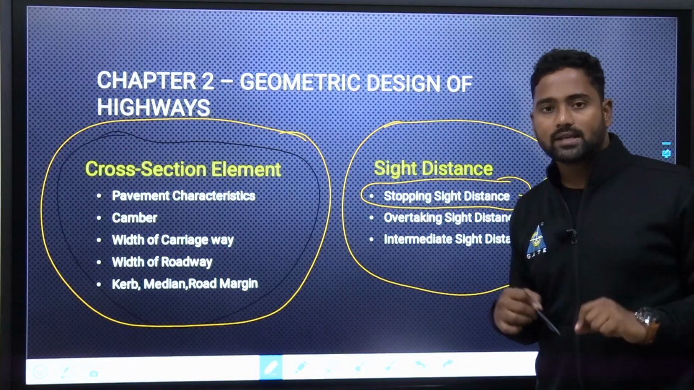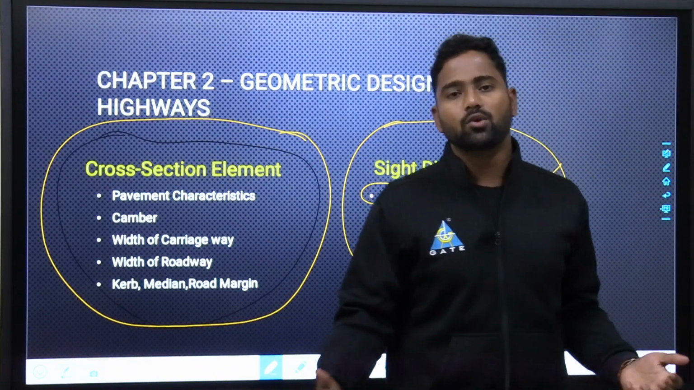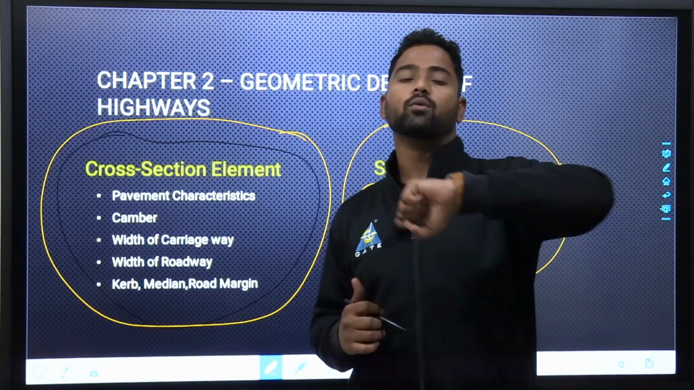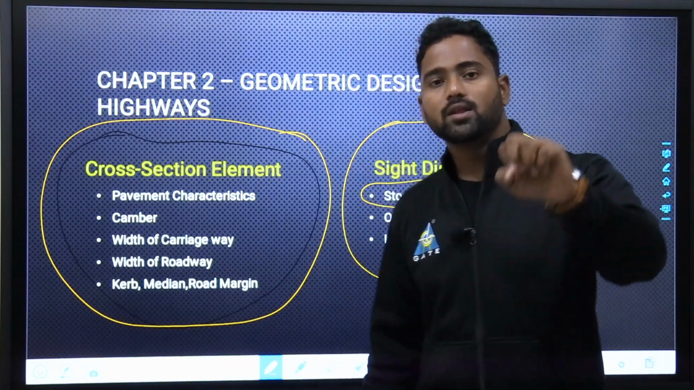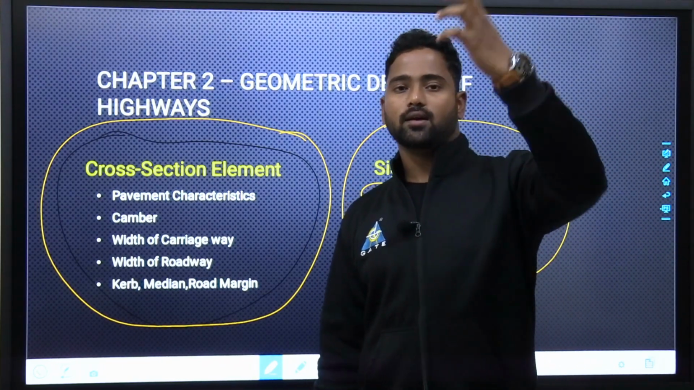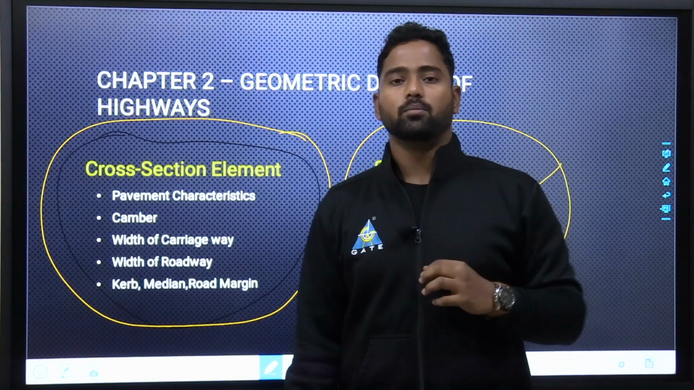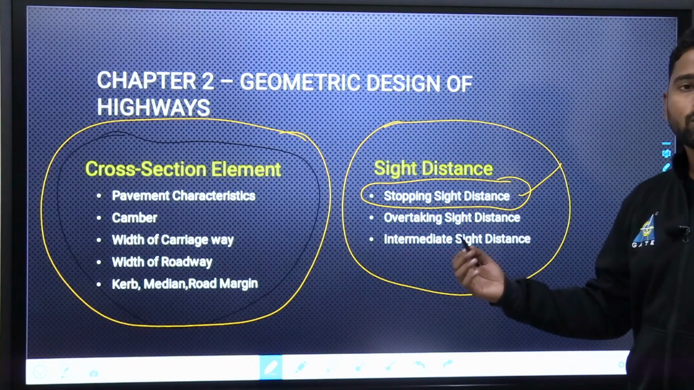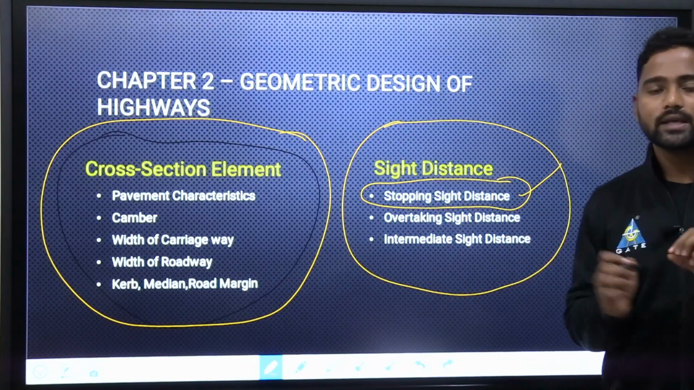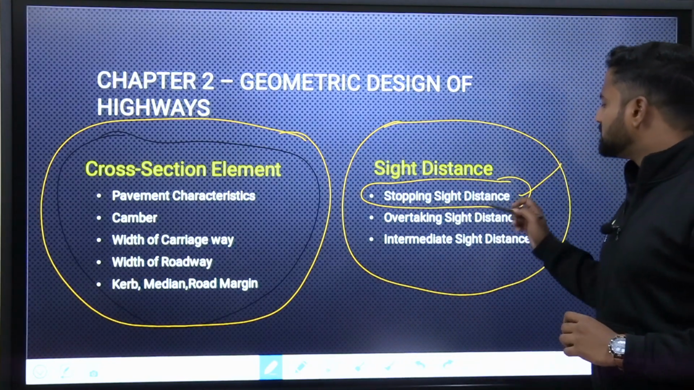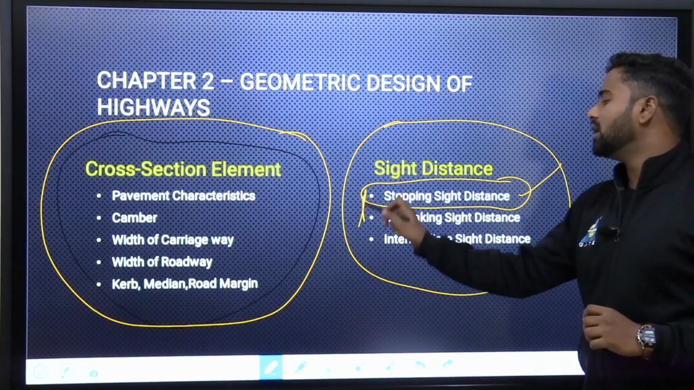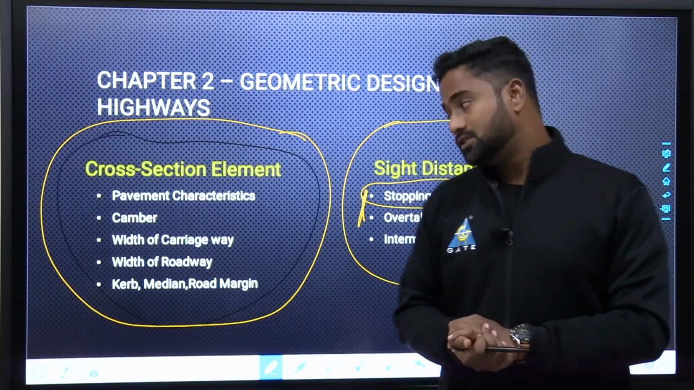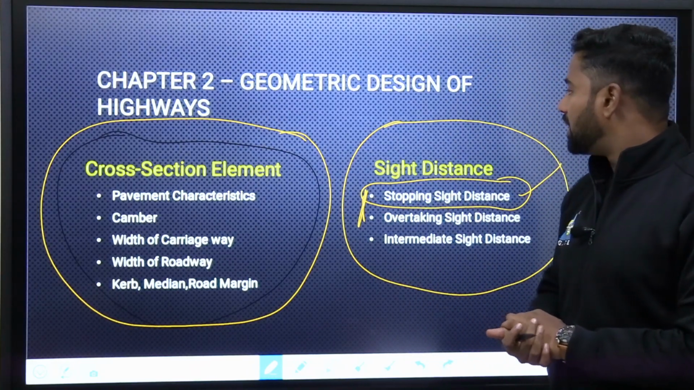Next one is overtaking sight distance. That means whenever you are driving a vehicle, you want to overtake a certain vehicle, you feel that vehicle is going slow, so you can overtake it. You will overtake the vehicle without creating any problem for the vehicle coming in the opposite direction. That is overtaking sight distance. How exactly you are going to find that out, we'll see in overtaking sight distance. Next one is intermediate sight distance, that will be in between overtaking sight distance and stopping sight distance. So that also we'll see here, and you can expect a good amount of marks from here.